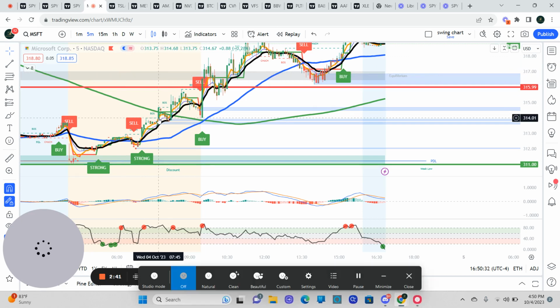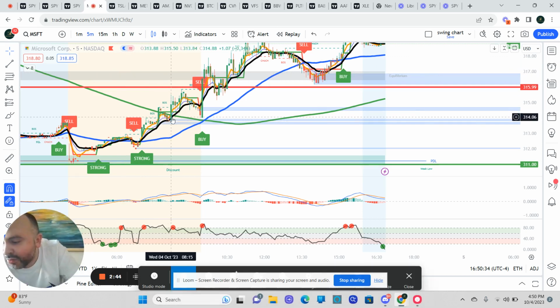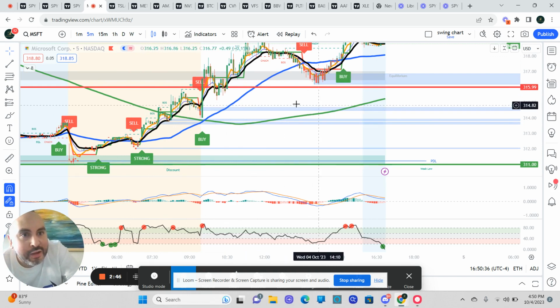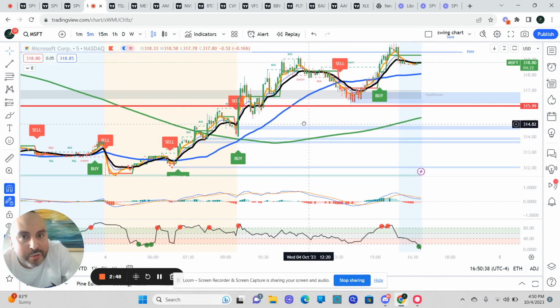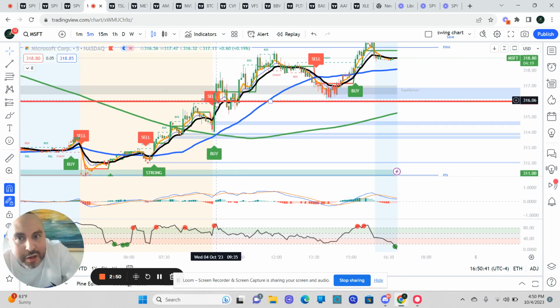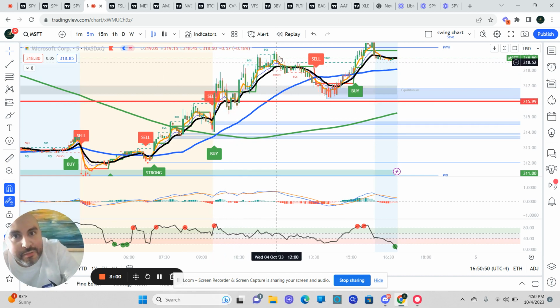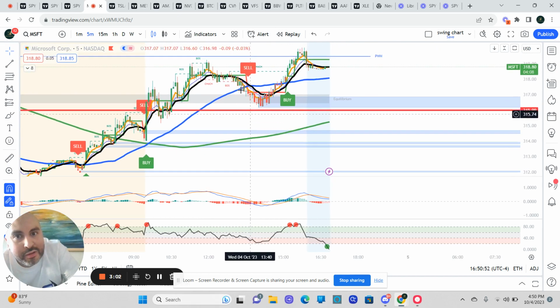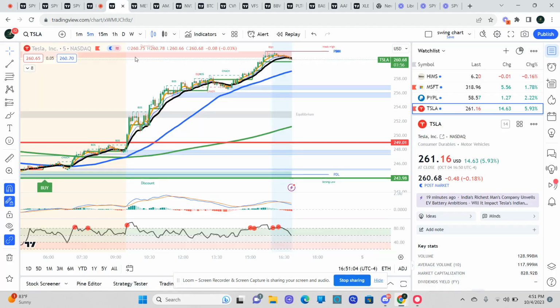So Microsoft calls over 316, puts under 311. Triggered to the call side here, made a little money here. If you went for the big one here, you stopped out and re-entered here, made some good money. Maybe got on the retest. It retested 316 and went back up, so you had a third opportunity there as well. Good money on Microsoft calls.